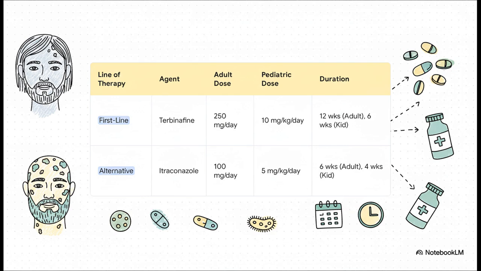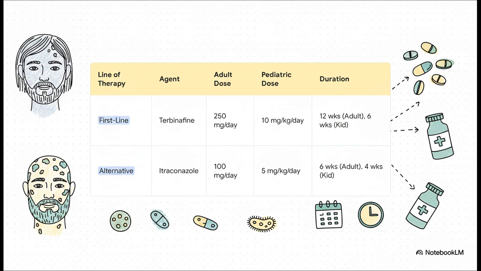The first-line agent is terbinafine. Now pay close attention to the details here. For adults, it's 250 milligrams a day for 12 weeks. For kids, it's a weight-based dose, 10 milligrams per kilogram per day, but for a shorter duration of only 6 weeks. The alternative here is itraconazole.